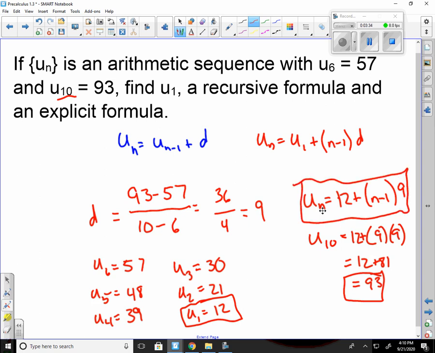Now I just have to write the recursive formula. And that's even easier. U sub n equals u sub n minus 1. That stays the same. Plus my common difference, which is 9. And that's my recursive form. So it's really the same thing, just a different approach, different type of problem.